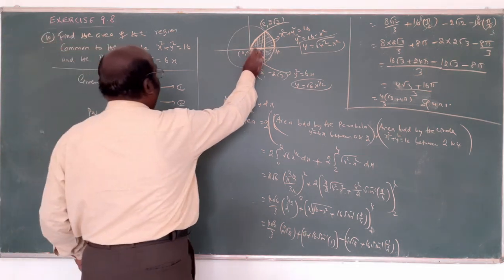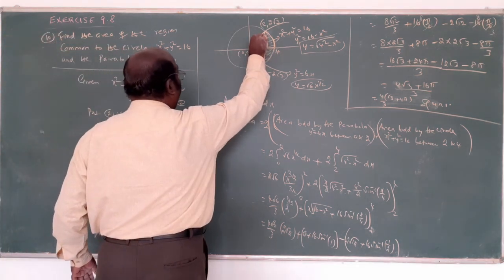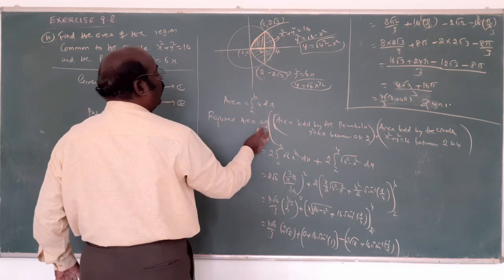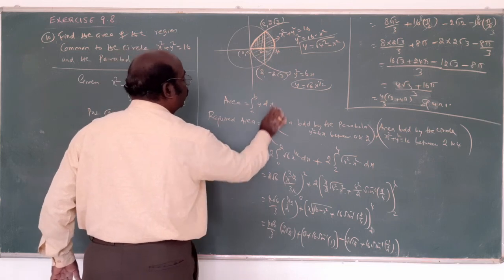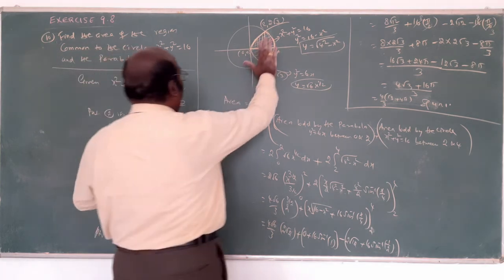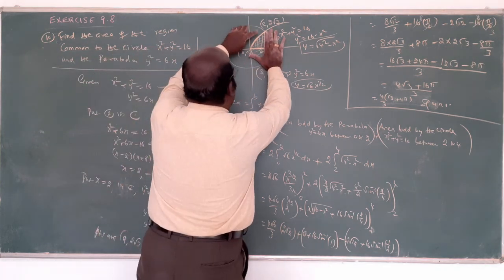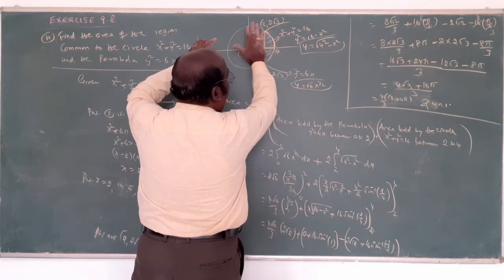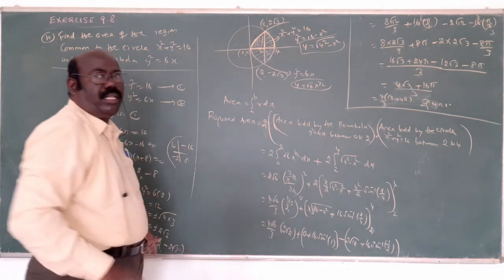Here we are finding the area from 0 to 2, this area around. In this area also, that's why we multiply by 2, this is important. Am I right? You find the area in 2 separate parts. This is the parabola area. Here only the circle area. Then add together for the total area. That's all.